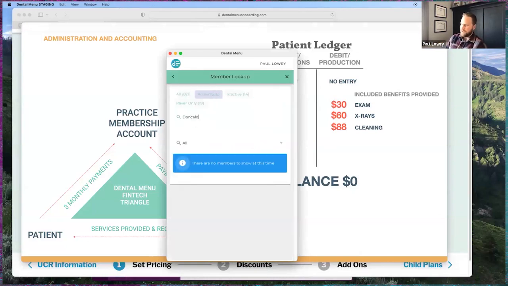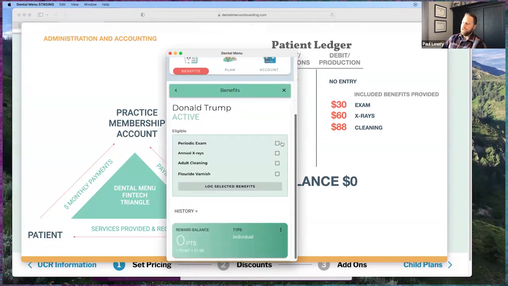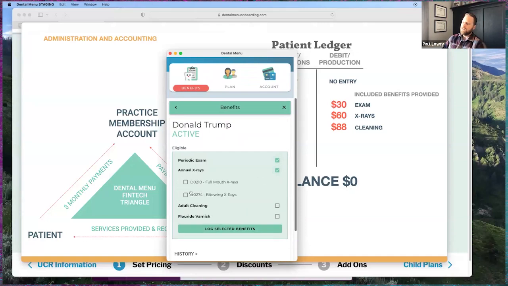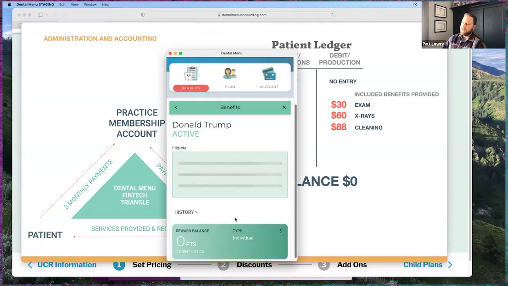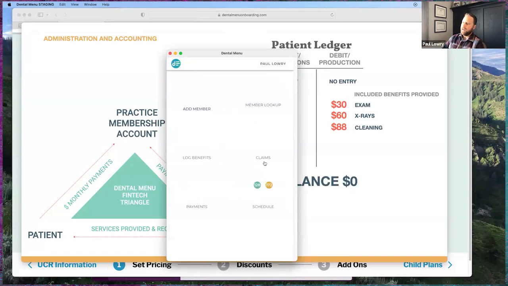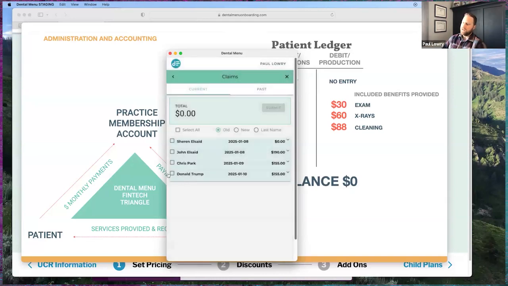You're saying, hey, is Donald Trump still active? Yep, he's still active. He's eligible for these benefits. You walk him out of Dentrix. We grab all that stuff. If you don't have the integration, let's say you have Practice Works or there's a few we don't integrate with, you actually come in here and say, hey, Donald got exams, x-rays, cleanings. You'd log those, hit submit. It resets the benefit eligibility. So that's if you don't have the integration. And then again, it would automatically create that claim. You'll notice we've got Donald right here now because he received services.